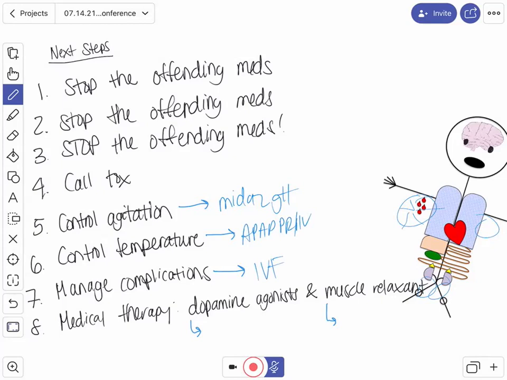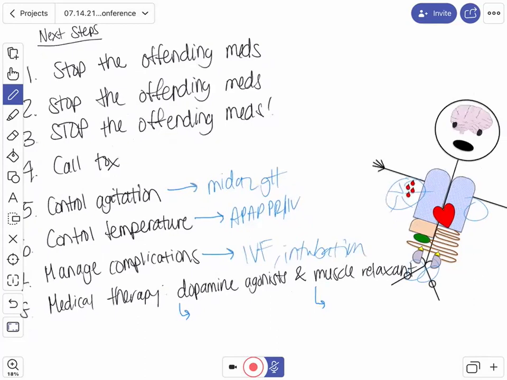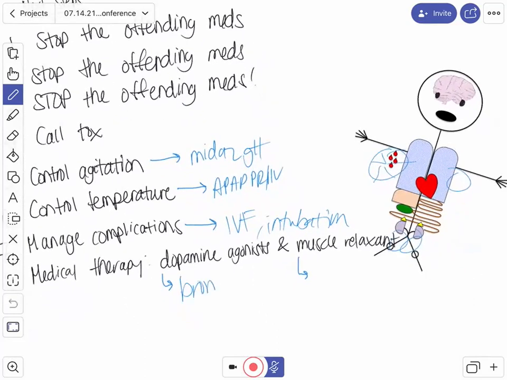The other issue that comes up is secretions. And so this woman was intubated for airway protection because she was having so many secretions that she just couldn't manage. Intubation. And then in terms of the medical therapy we can give, we mentioned dopamine agonists, which is your bromocriptine, and then muscle relaxants, which is your dantrolene.